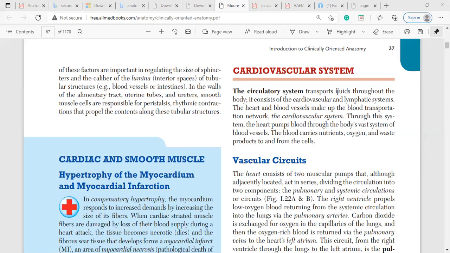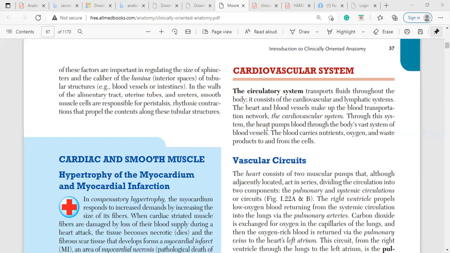Now, the cardiovascular system is made up of the heart and the blood vessels. Cardio is gotten from the word cardiac, which is heart, and vascular simply means vessels. So the heart and blood vessels make up the blood transportation network, which is called the cardiovascular system. That is for blood transport. Later on, we'll talk about the transport of lymph, where we have the lymphatic system.